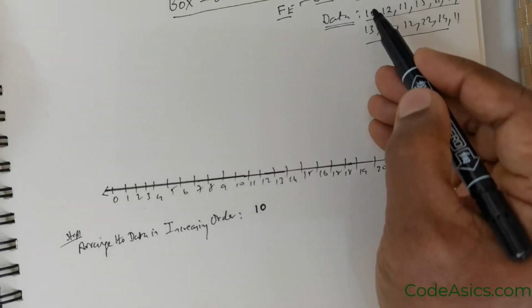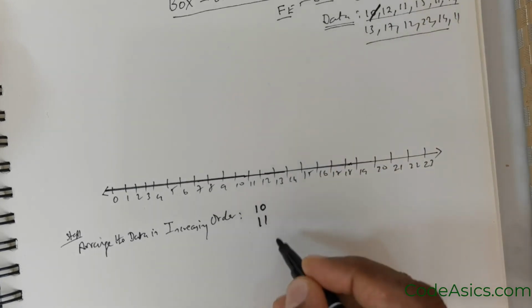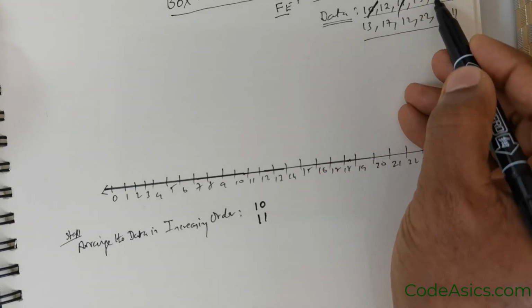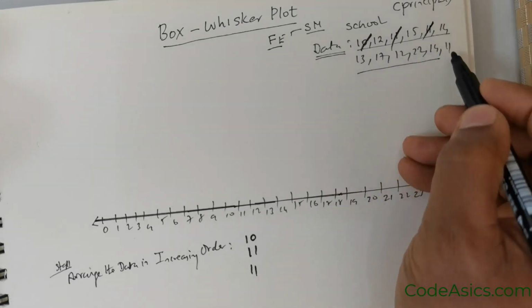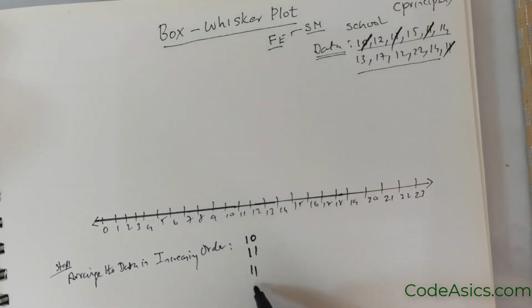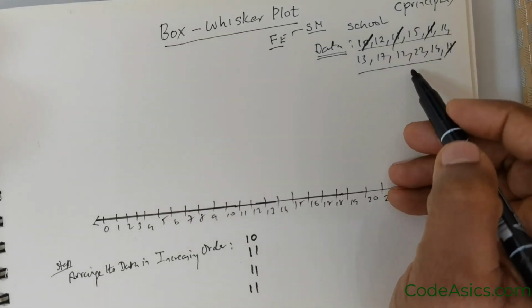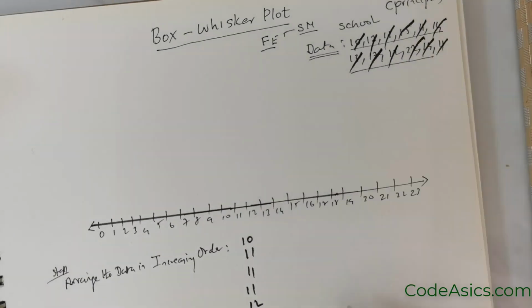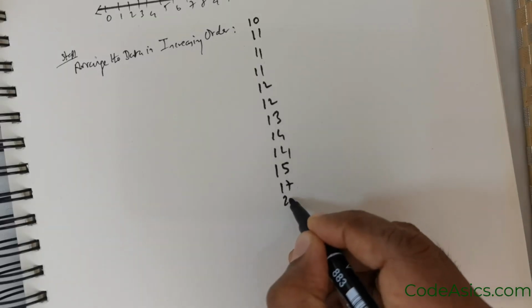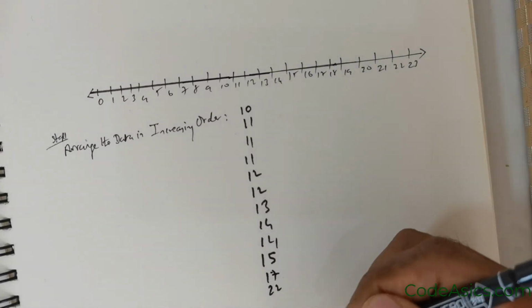So just cancel this up. You got 11 here. I'm going to write that 11, and then you got the next 11. I'm going to write that 11. So cancel this off. Then you got another 11. So all these 11s are exhausted. So 17 and 22. I have written them in column fashion.